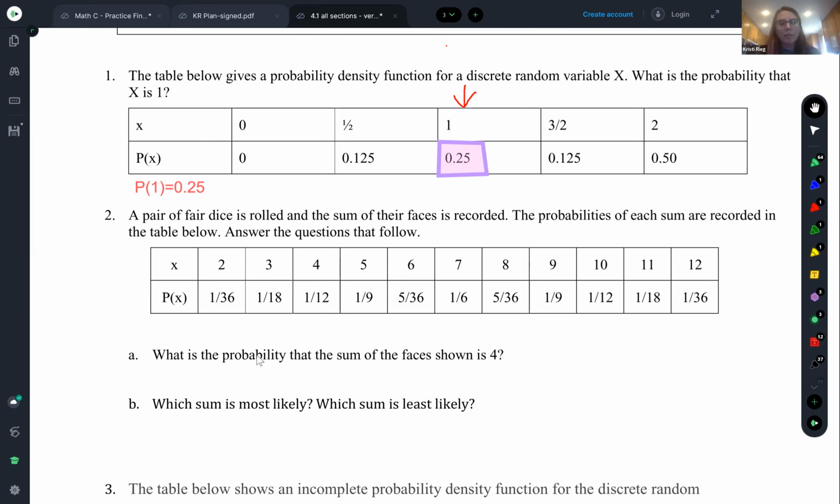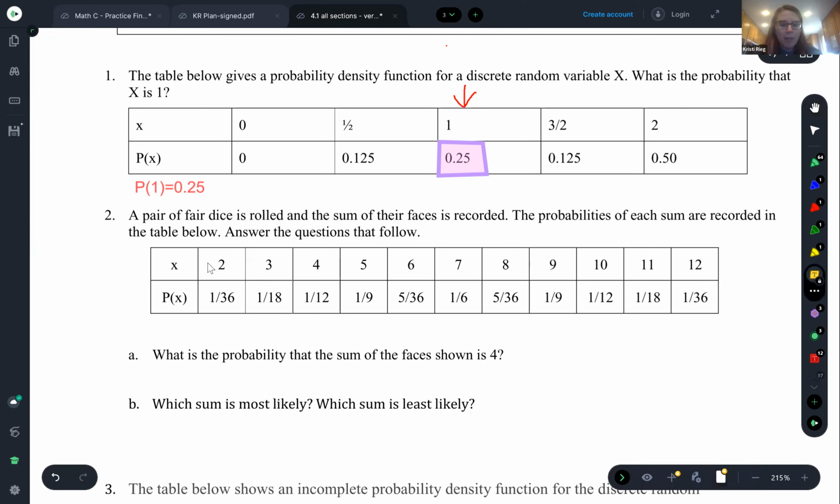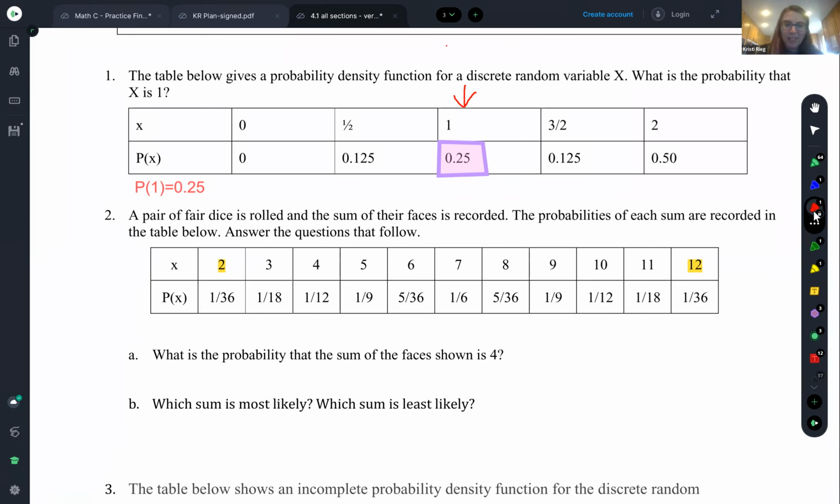The lowest on each die is 1. So 1 plus 1 is 2. So you'll notice the lowest value for x we have is 2. And then it goes all the way 2, 3, 4. You can think of all the different ways you can make those all the way up to 12, because 12 is the highest number that you could get. 6 plus 6 is 12.